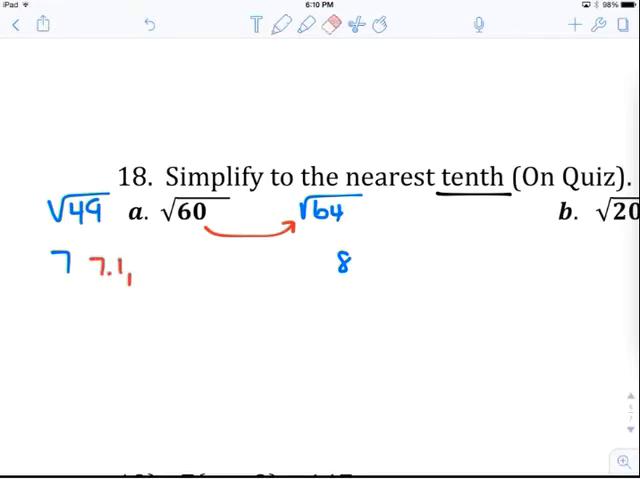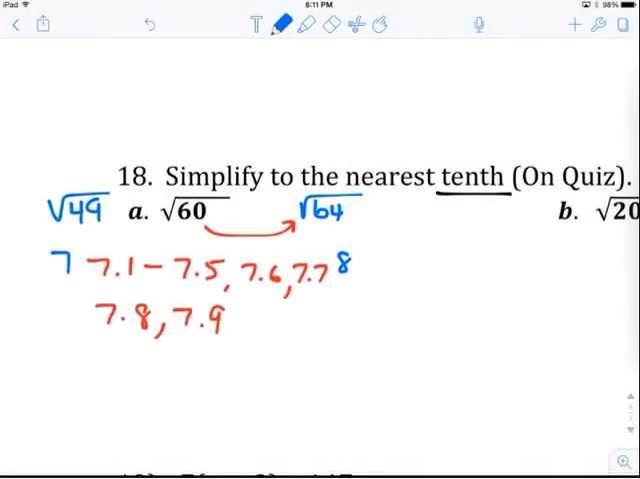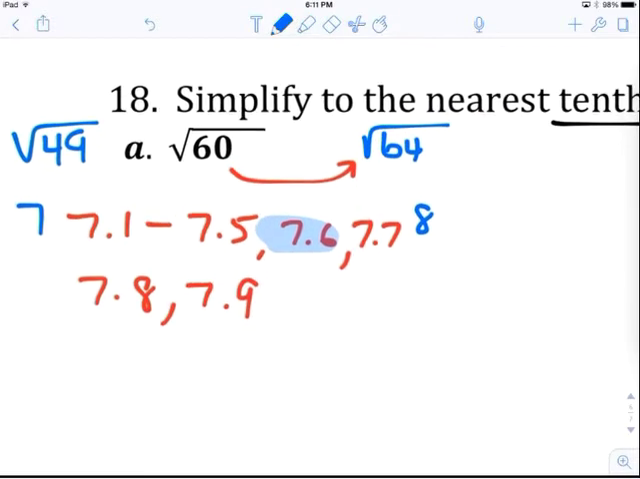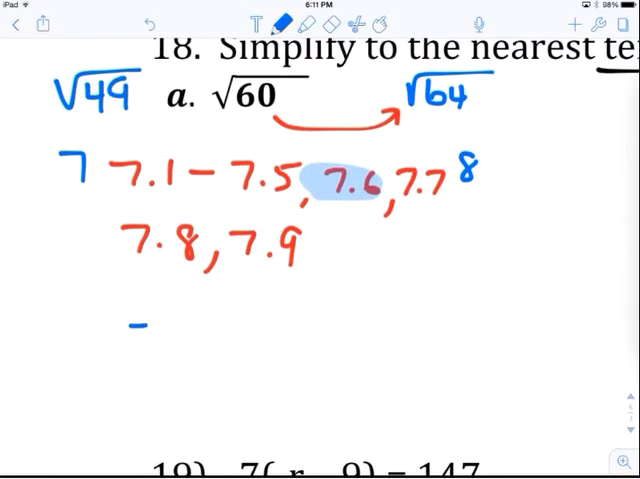I know it's more than 7.5, so let's count from 7.1 all the way to 7.5. Let's not write all of it. And then it's 7.6, 7.7, 7.8, 7.9. So I'm guessing 7.6. Okay, so you need to do the work. Square root of 60 is at 7.6.